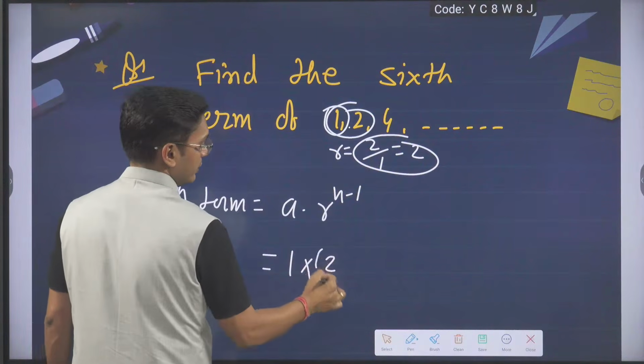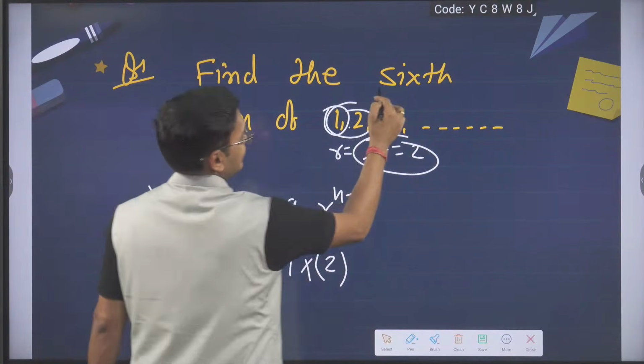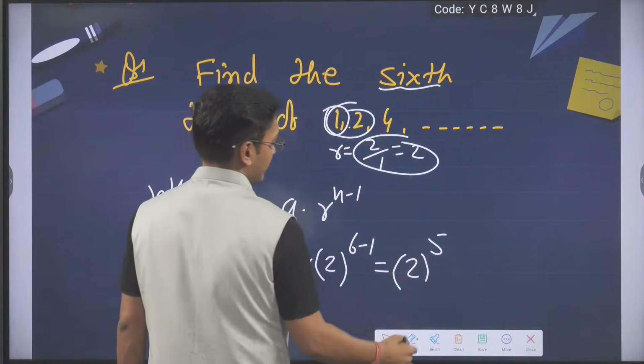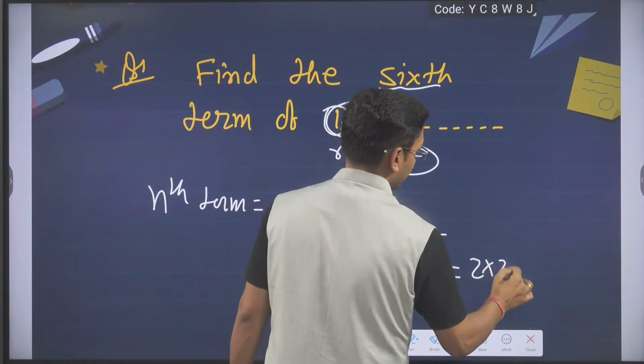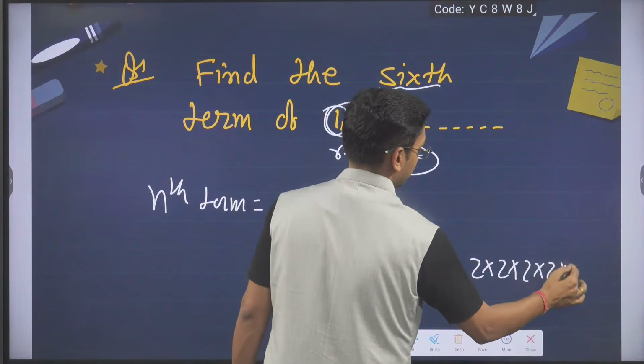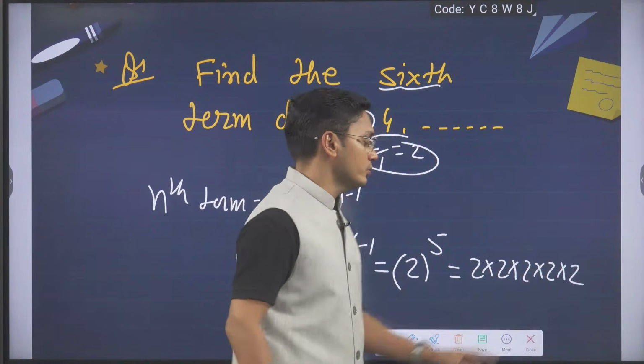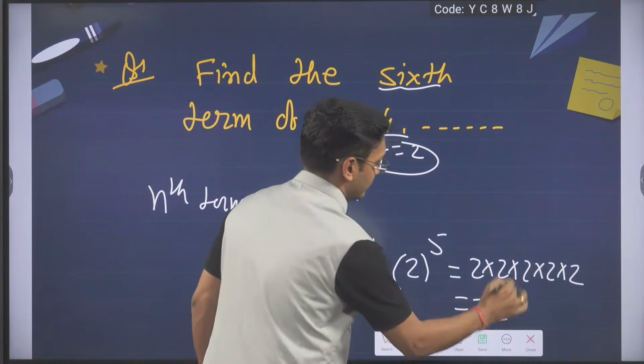So we can write 2 raised to power n minus 1. So how many terms? 6. So 6 minus 1, this comes out to 2 raised to power 5. 2 raised to power 5 means 5 times 2 into 2 into 2 into 2 into 2. So 2 into 2 is 4, into 2 is 8, into 2 is 16, into 2 is 32. 32 is the correct answer for this question.